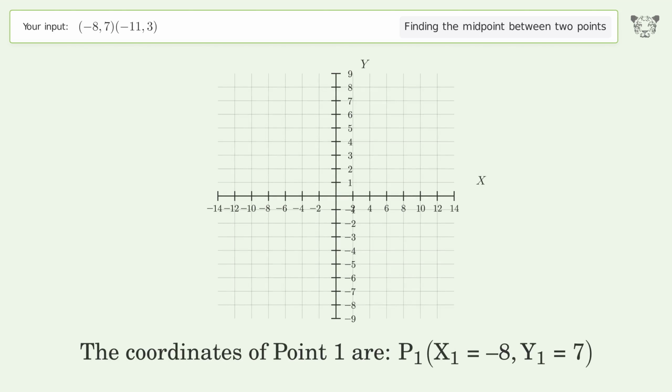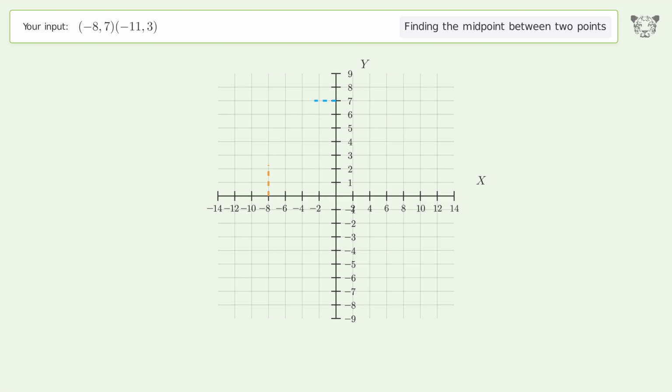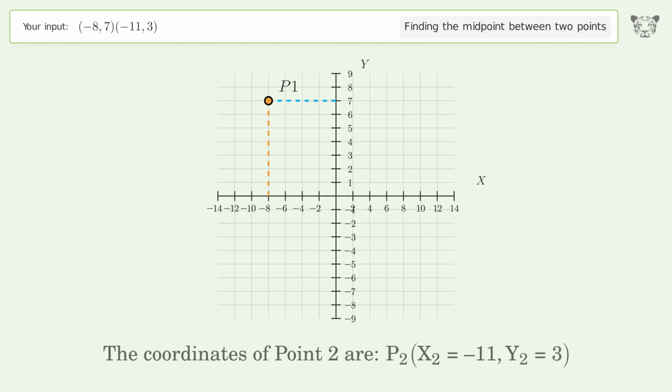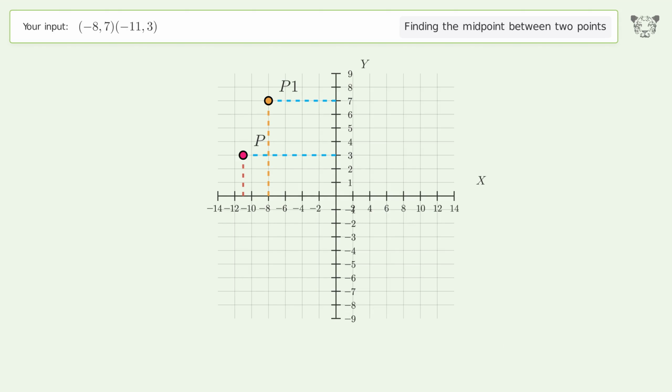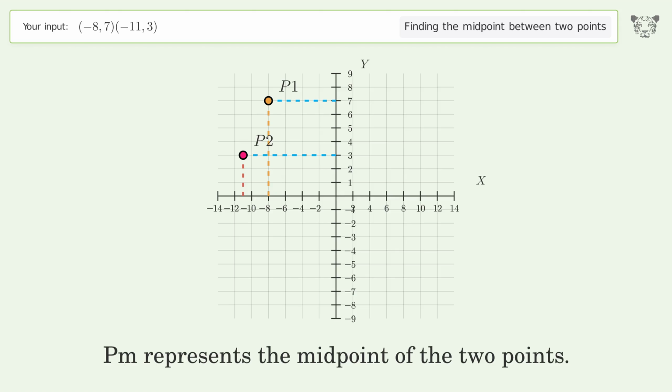The coordinates of point 1 are x1 equals negative 8, y1 equals 7. The coordinates of point 2 are x2 equals negative 11, y2 equals 3. PM represents the midpoint of the 2 points.